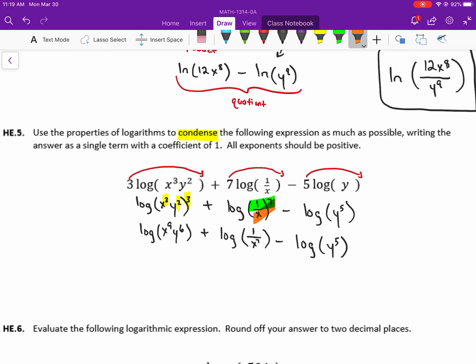All right, so be careful here. Make sure you take that 1 to the 7th, and then also make sure you take the x to the 7th power as well. Okay, the numerator and the denominator must be taken to that power.